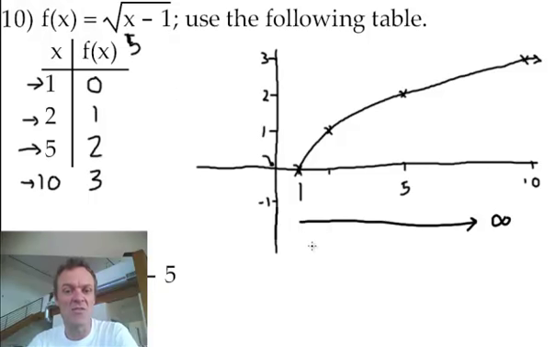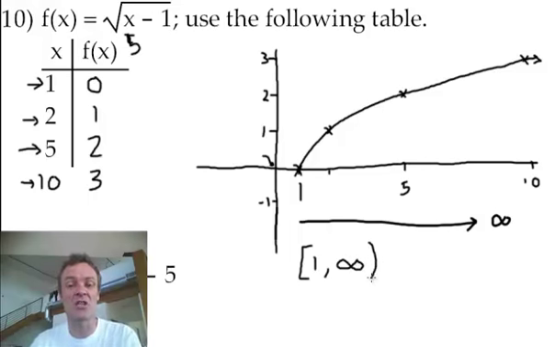So the domain of this graph goes from 1, I'll do it in interval notation, and it goes as far as infinity. That's the interval notation for the domain. For this graph, it goes from 1 to infinity. It does not go less than 1, because you'll end up square rooting negatives.